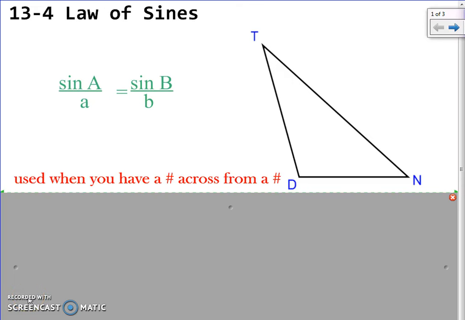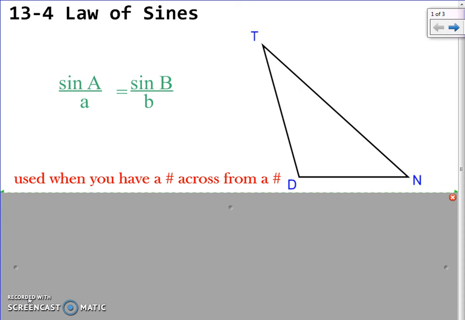All right, here we go. 13.4. So we're shifting gears a little bit away from the unit circle and away from the coordinate graph, and looking more at a floating triangle. It's not attached to an XY graph. So we're going to learn two laws, one today, one the next section. We have law of sines today, and we're going to learn law of cosines in the next one.